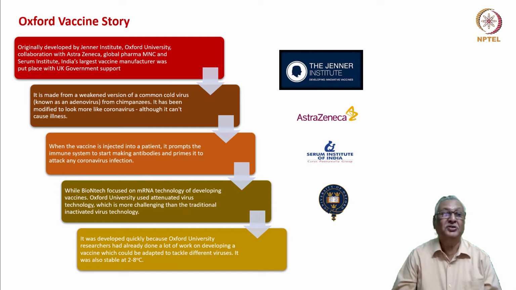Oxford vaccine story was different. Originally developed by Jenner Institute of Oxford University in collaboration with AstraZeneca, Global Pharma MNC, and Serum Institute, India's largest vaccine manufacturer, and put in place with UK government support, the Oxford vaccine was the first pan-global development cum manufacturing collaboration of its kind. It was made from a weakened version of a common cold virus known as adenovirus from chimpanzees. It has been modified to look more like coronavirus, although it can't cause illness.